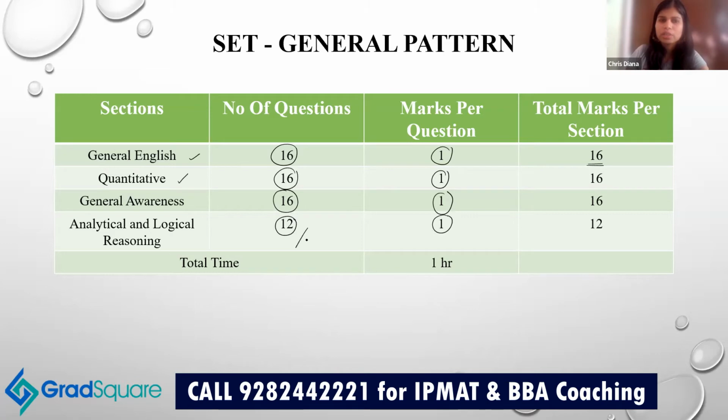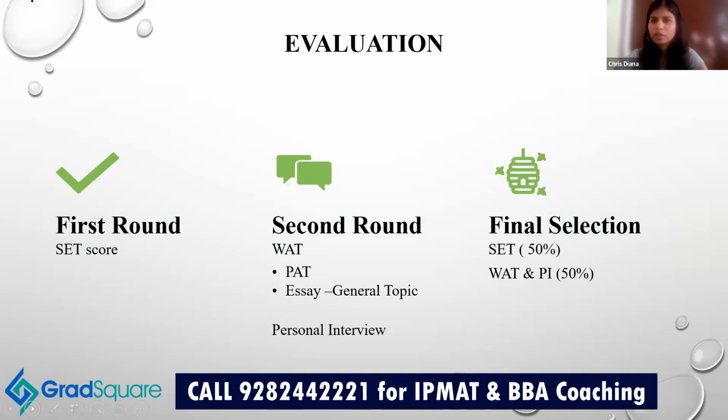So the total number of questions is going to be 60 and the total marks for which you write the paper is also going to be 60 and the total time is also going to be 60 minutes. Remember that there is no negative marking at all for SCT General. Now let's move on and see how the evaluation occurs.